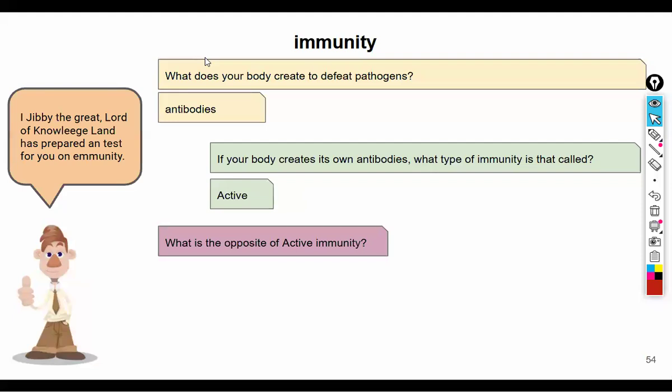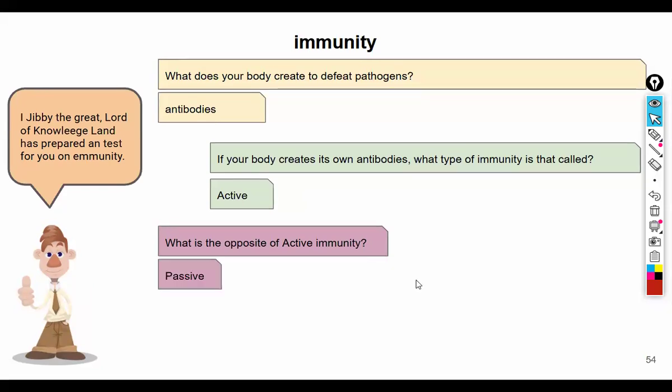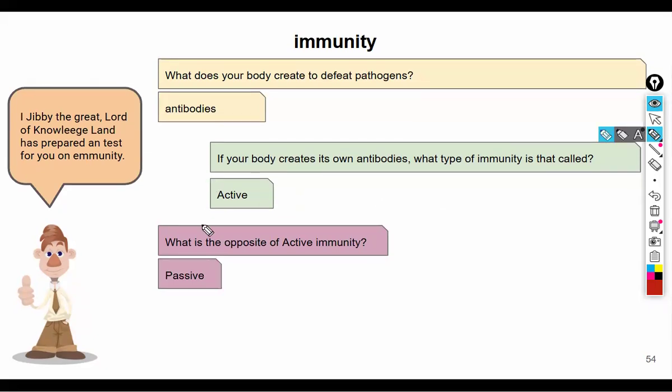What is the opposite of active immunity, meaning that your body isn't doing it on its own? You call it passive. So now we're going to investigate what is active and what is passive immunity, the difference between the two of them.